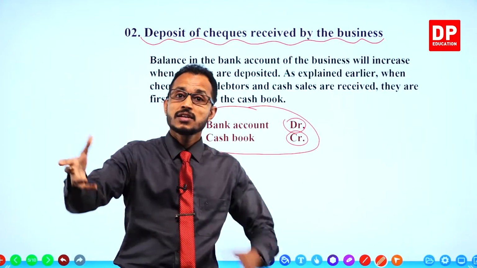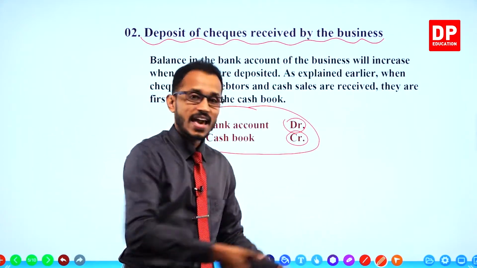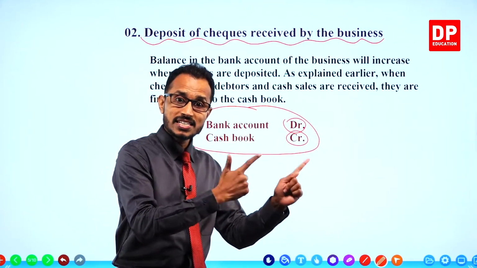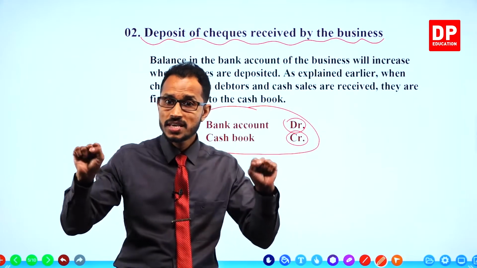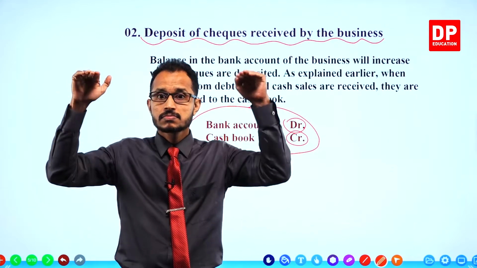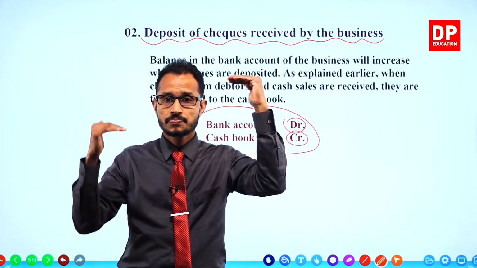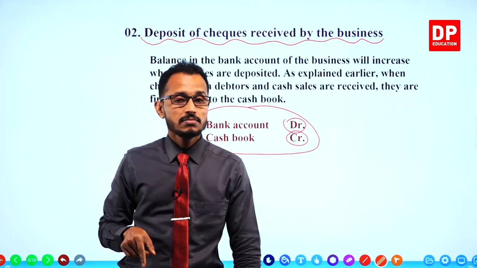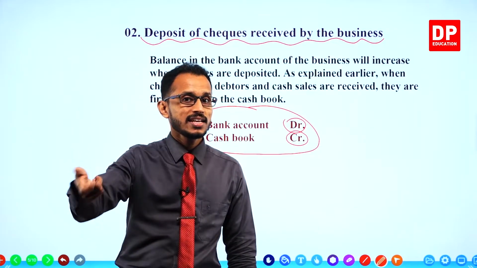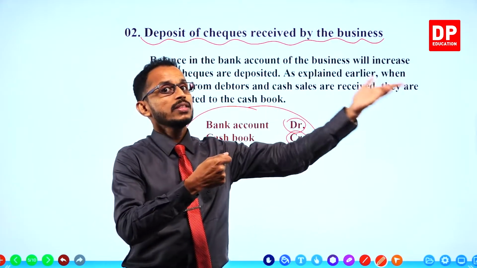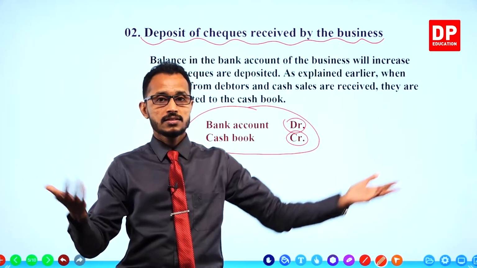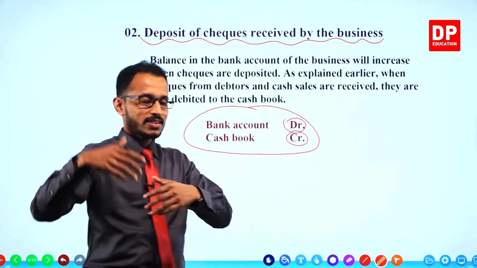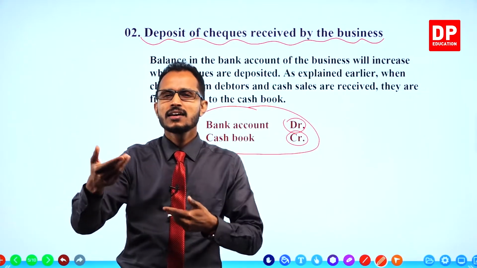When you accept checks, you take the check, put it in the cash drawer or the cash register. Keep the check in your cash at hand, which means your cash at hand increases. Okay. At the very moment you get the check, you don't run to the bank with the check. It's absurd. It's ridiculous, right?